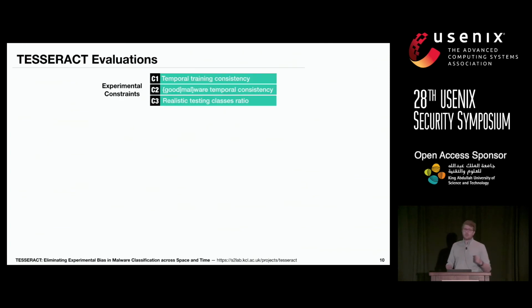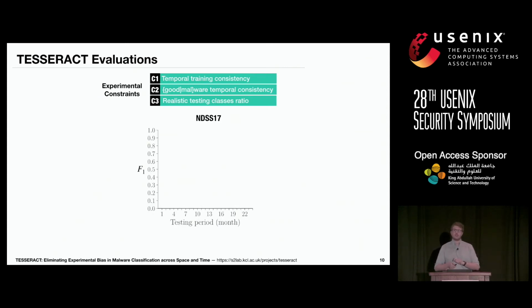And TESSERACT, as I mentioned earlier, enforces 3 experimental constraints to remove bias, but also does more. It supports time-aware evaluations. Let's first consider the NDSS 17 paper, where on the y-axis we have the F1 score. And let's first see the best tenfold F1 reported in the original paper, which was about 99%.